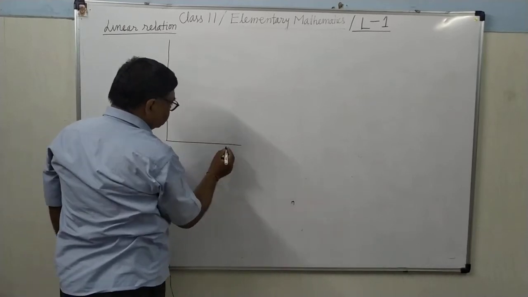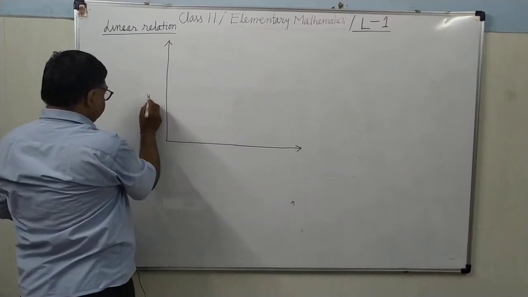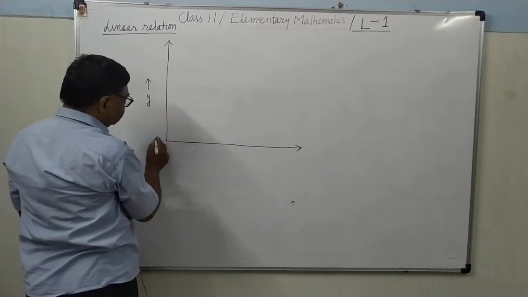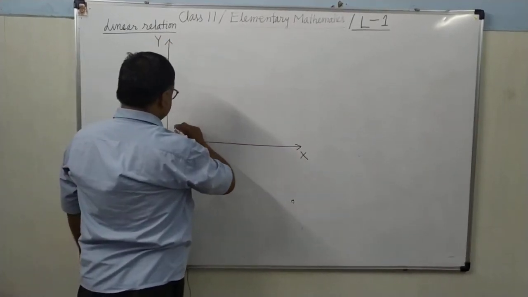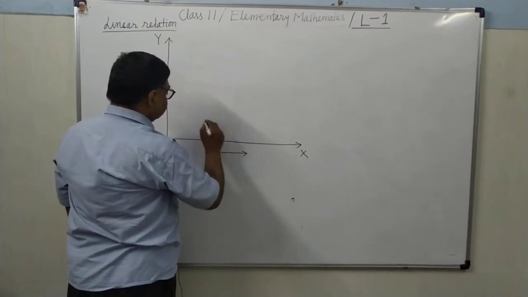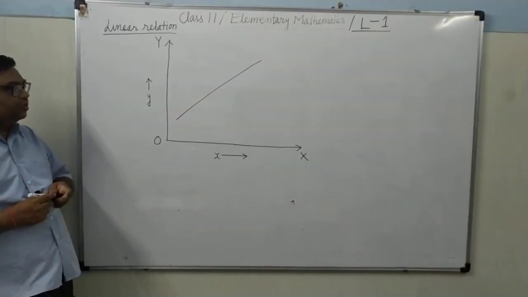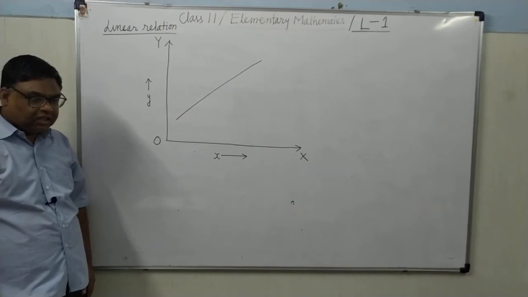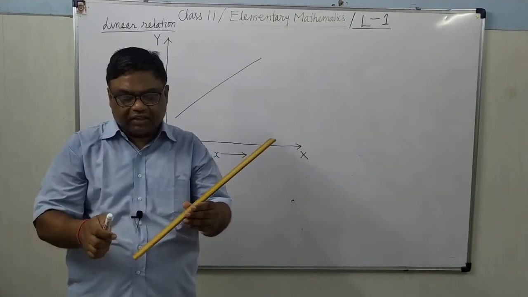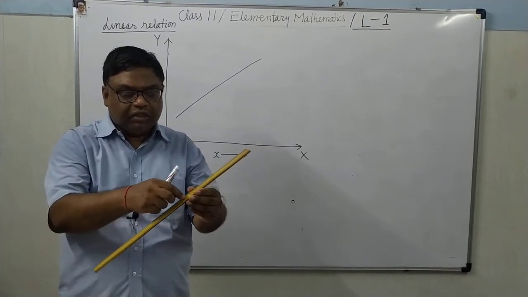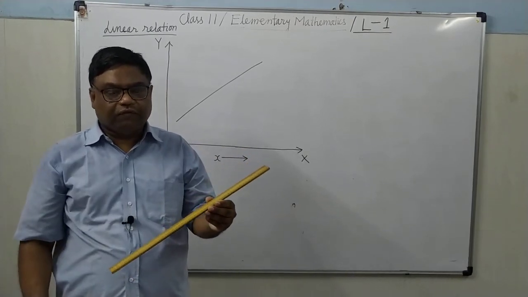Suppose here the graph of y versus x is like this. The graph is a straight line. The graph of y versus x is a straight line. Is it clear? Suppose you move over a hill whose surface is a plane, like this. So here, what type of slope will there be? There will be a uniform slope. Here this is a uniform slope. Slope is uniform. Is it clear?